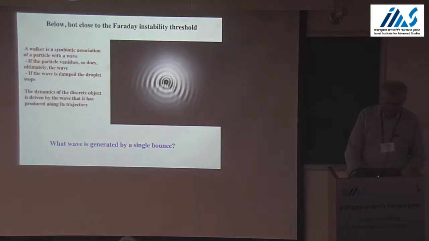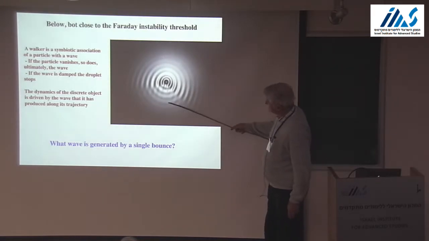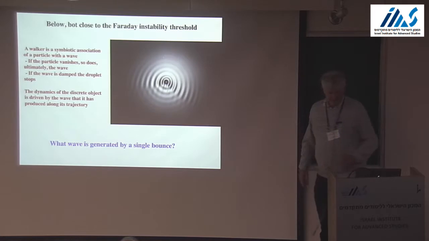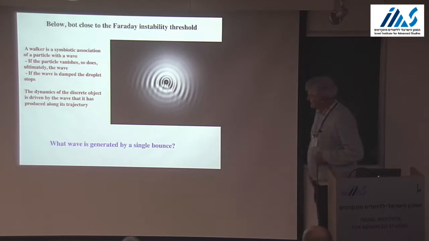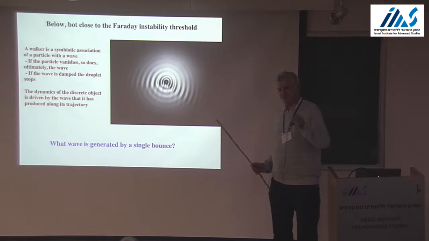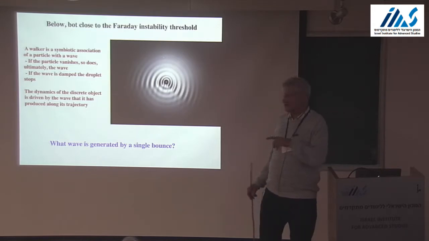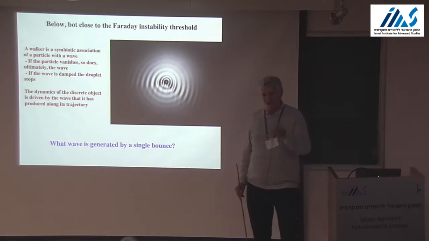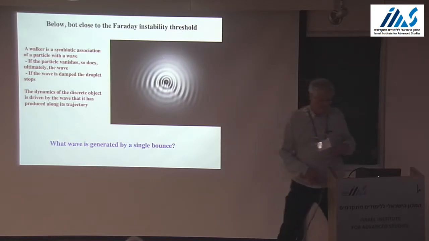Okay, so the problem is, what is the structure of this wave? What is the nature of these waves? So in fact, we did a very simple experiment, which was aimed at understanding the nature of this. You would like to know what wave is generated at each bounce by the drop. But the drop bounces repeatedly, so you would like to have only one bounce. So instead of using a drop, you use a small steel ball, and you just drop it in the bath to see what wave is emitted.